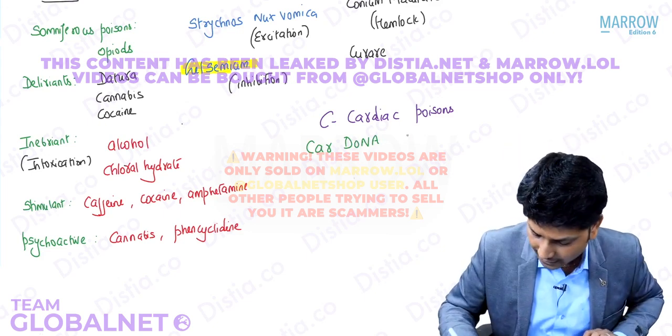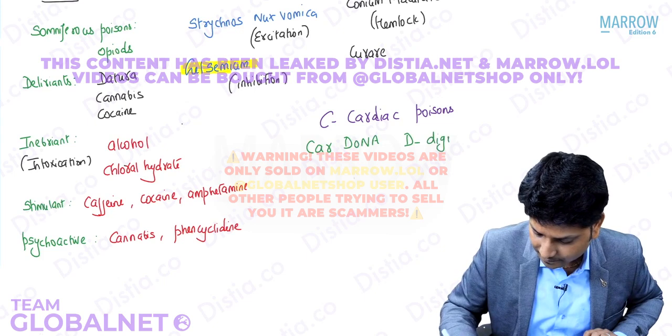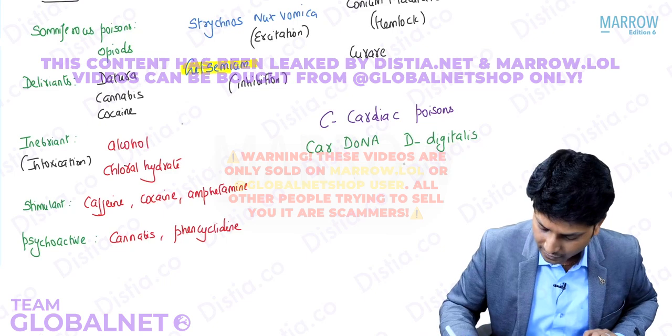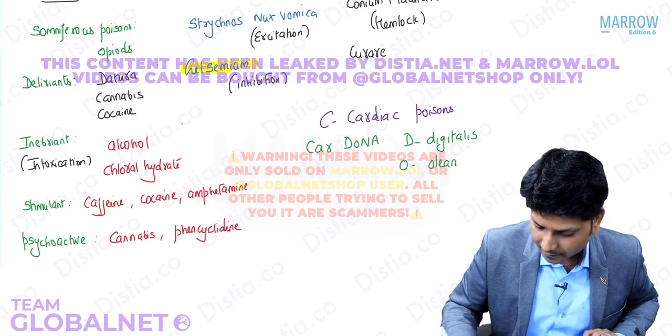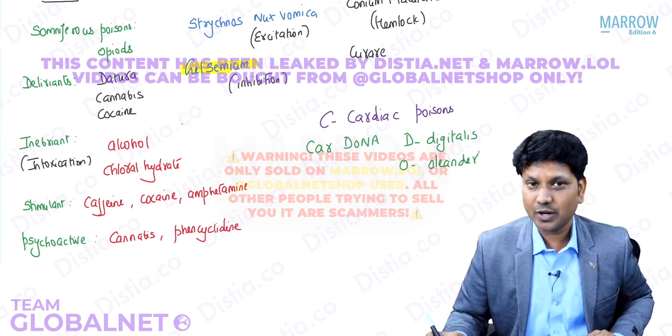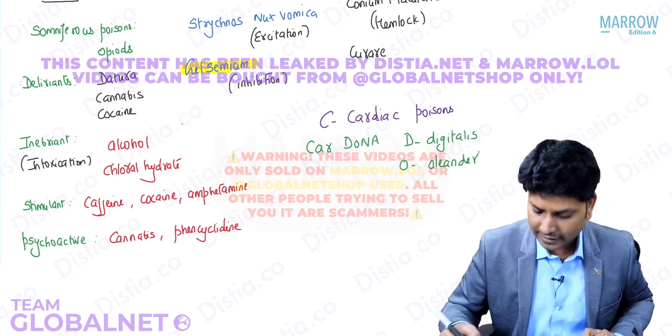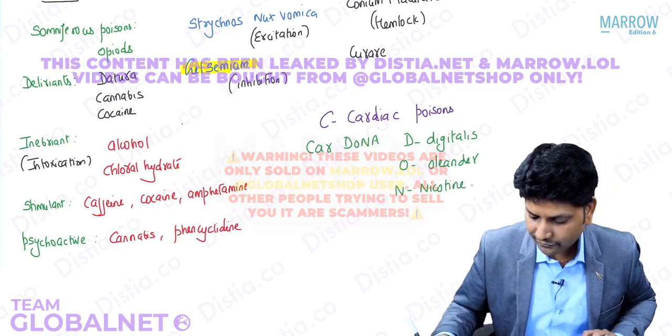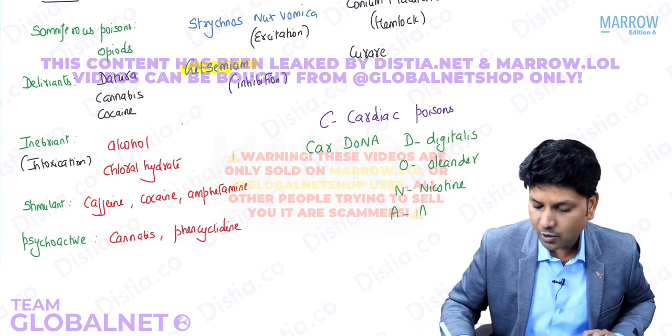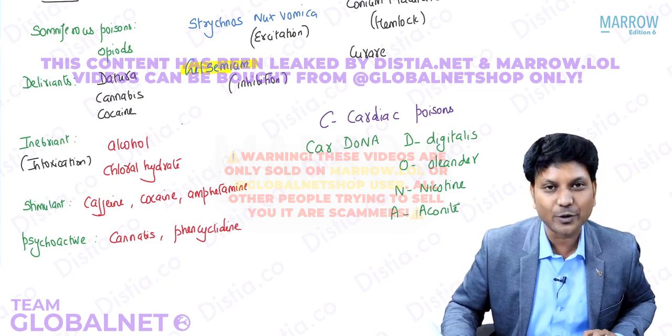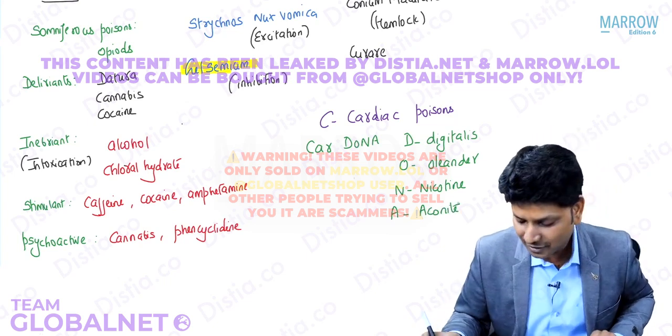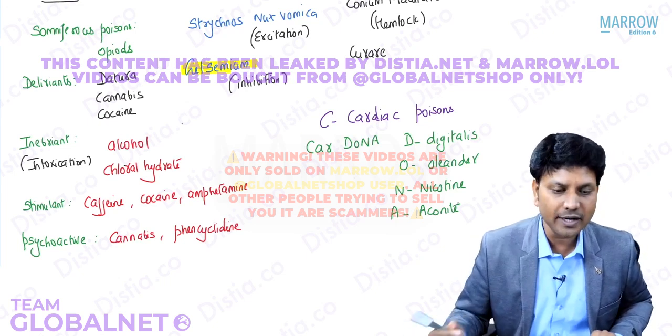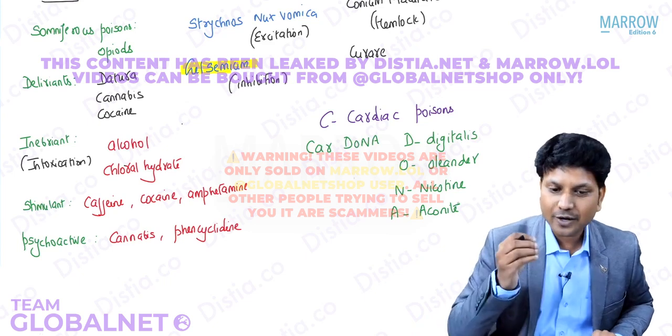D for digitalis, which you know very well is foxglove. O for oleander. It can be pink oleander, and we also have yellow oleander, which we'll be discussing in detail. The letter N for nicotine and the letter A for aconite, the sweet poison, which we'll be discussing. Nicotine is nothing but tobacco. So DONA: digitalis, oleander, nicotine, aconite. All these are cardiotoxic plants which may cause cardiac arrhythmia.